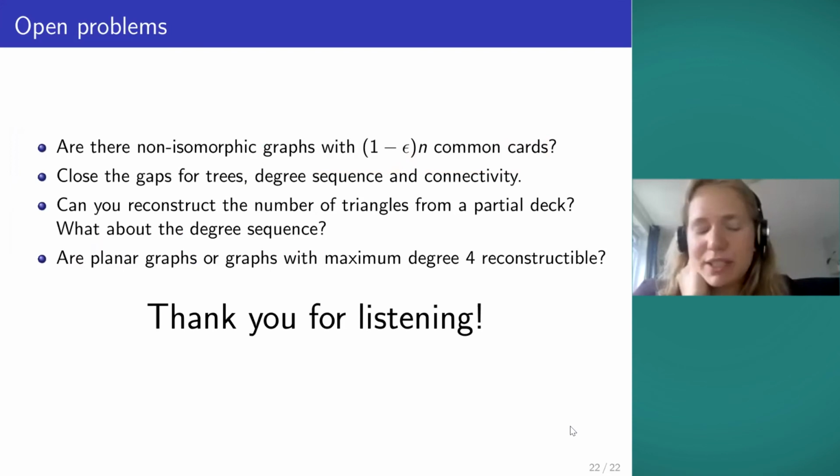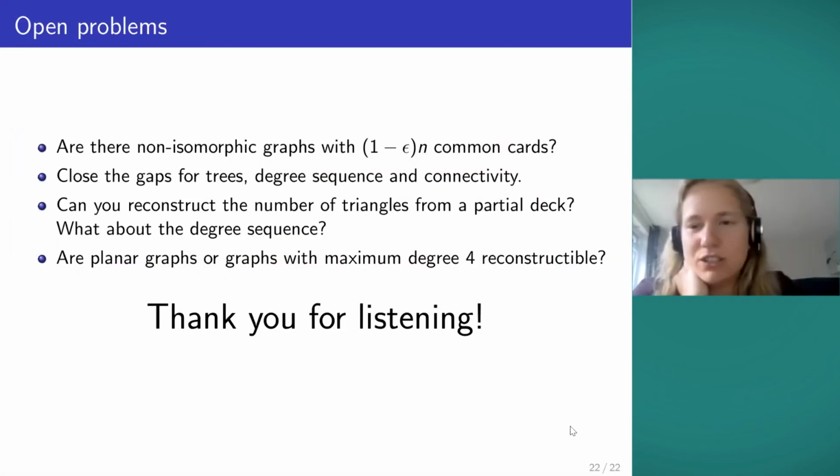There are some people that have looked at this problem, it's called the legitimate deck problem. So you want to know, given a set of cards, is there a graph that corresponds to that? That's a question which is basically equally hard as graph isomorphism. There's some kind of reduction between those two.